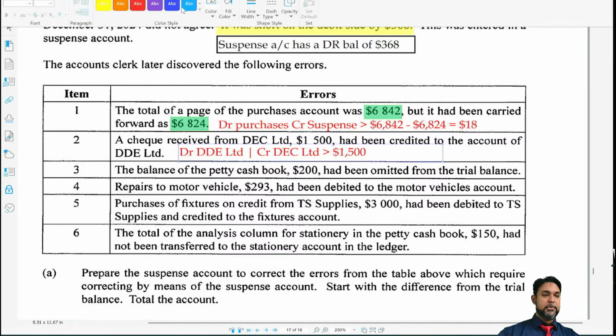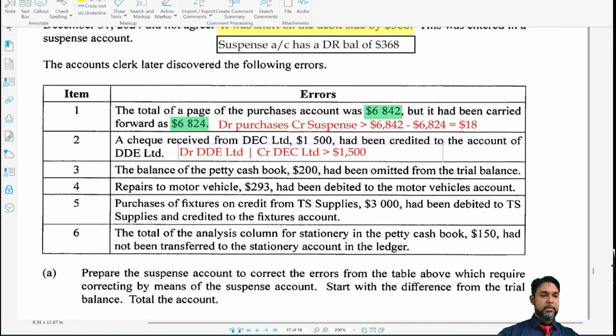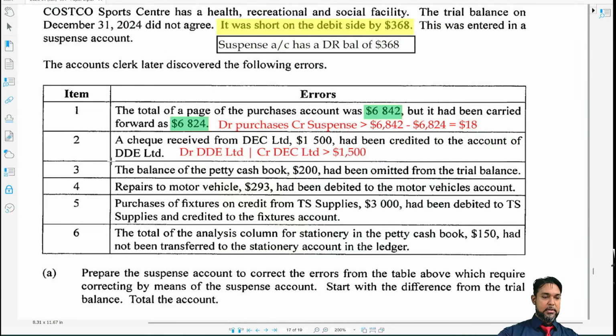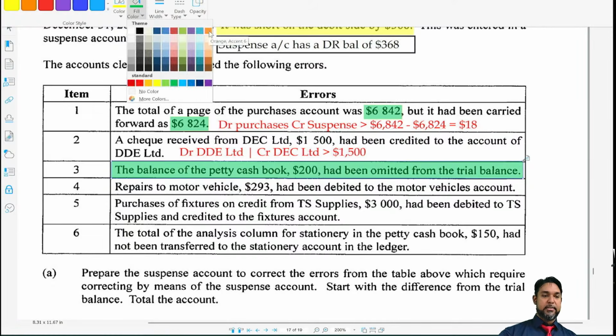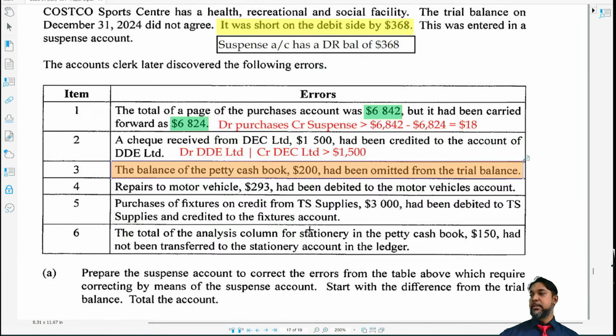Remember what we said in 2024, right? There was a discount allowed that had been omitted from the trial balance. What they did here is the same thing. The balance of petty cash was omitted from the trial balance. If you omit something from the trial balance, there is no journal entry to correct it because you do not debit or credit the trial balance. It's a list of debits or credits, but it's not a T account. So there's no journal entry required for this, right? Nor should there be an entry in the suspense account, right?